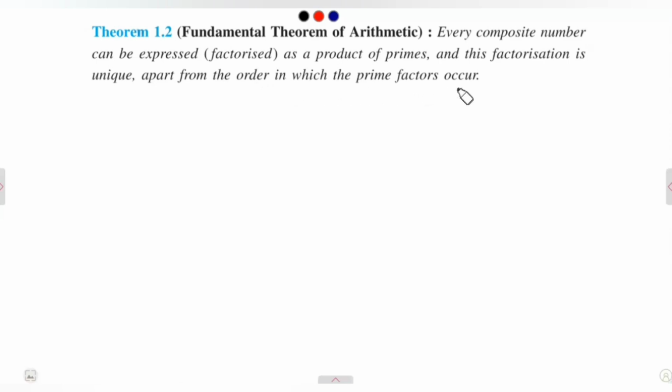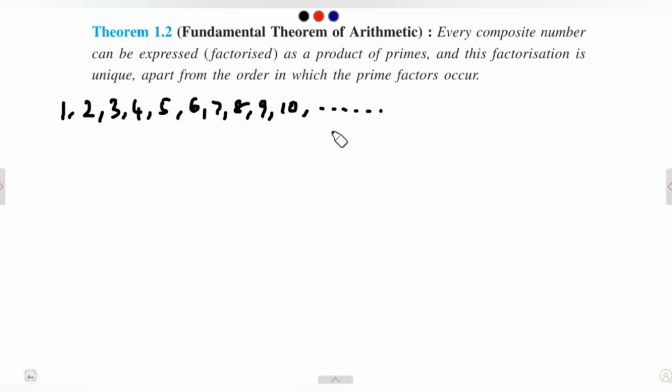To understand this theorem carefully, let us look at all the natural numbers. The natural numbers start from 1, 2, 3, 4, 5, 6, 7, 8, 9, 10, etc. These are all called natural numbers, right? All these natural numbers are either prime or composite, except one. One is neither prime nor composite. The remaining numbers are either prime or composite.